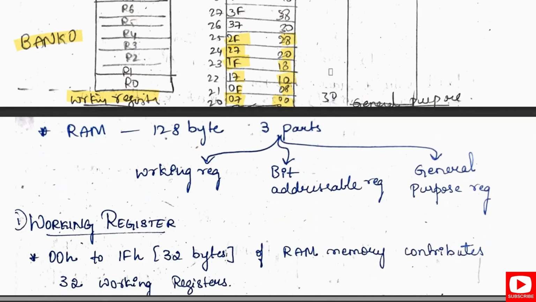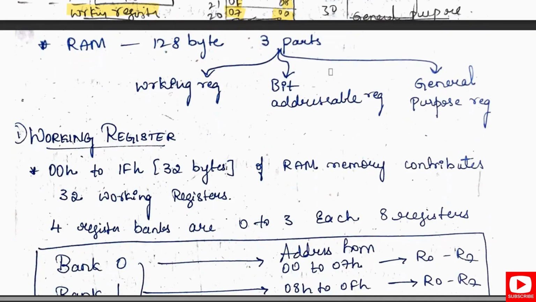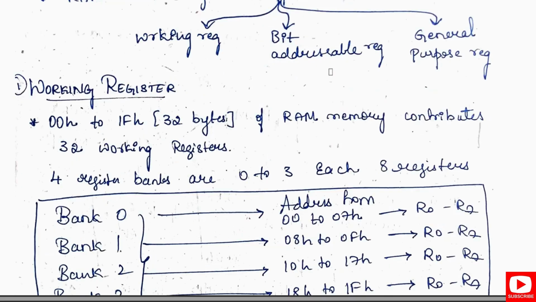Explaining this, the RAM is 128 bytes, in 3 parts. We have working registers, bit addressable registers, and general purpose registers. What are the working registers? Here, as I said, there are 4 banks. 00H to 1FH, that is 32 bytes of RAM memory, contributes the 32 working registers: 4 register banks from 0 to 3, each having 8 registers.